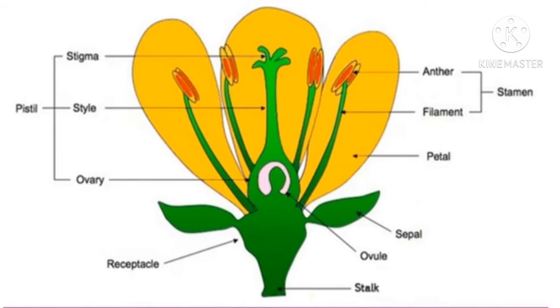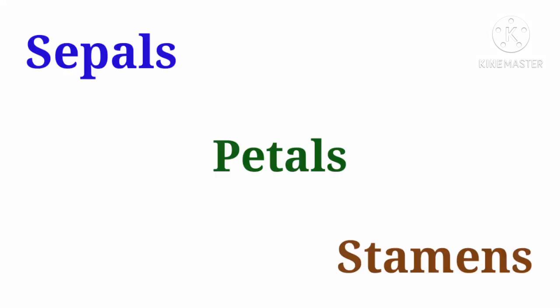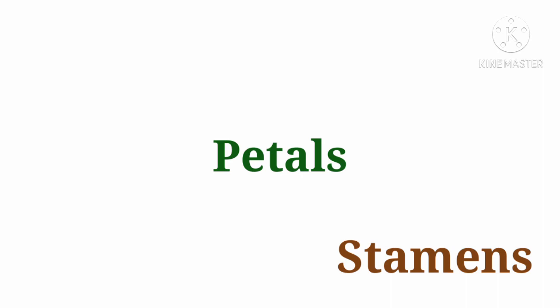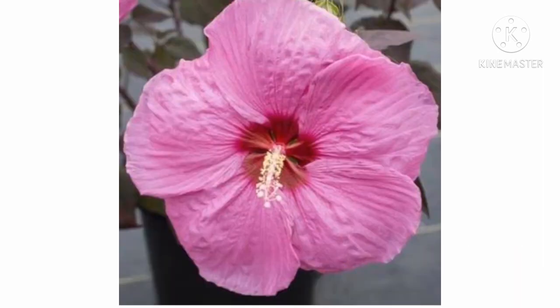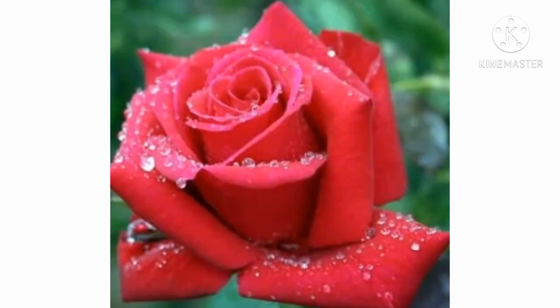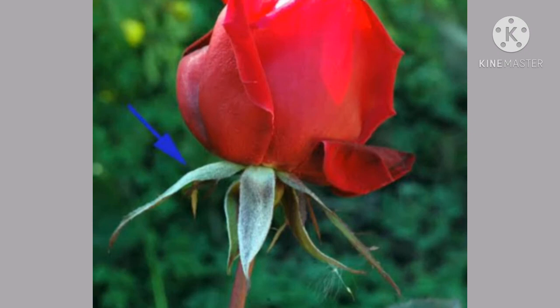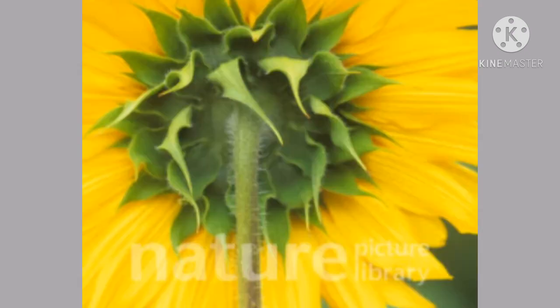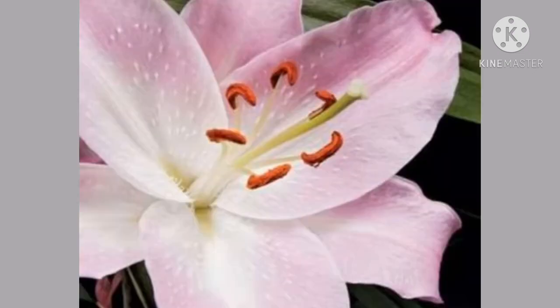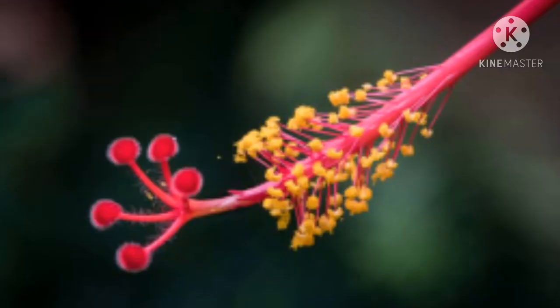Children, number of sepals, petals and stamens is different in different flowers. If you see this hibiscus, it has 5 petals, whereas rose has more than 5 petals. If we see the number of sepals, rose has 5 sepals, whereas sunflower has more than 5 sepals. See this lily. It has 6 stamens. If we observe hibiscus plant, it has many stamens.